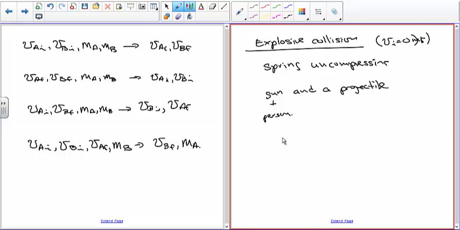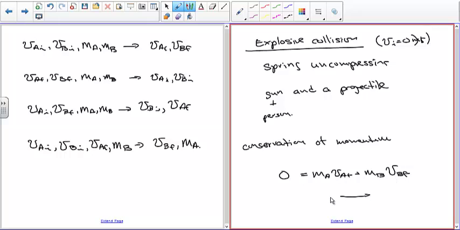So conservation of momentum just says that there's no initial momentum, so you have m sub a times v sub a final plus m sub b times v sub b final equals 0. And so, the masses are positive, so if one goes one direction, the other goes the other direction. So the final velocities have to be going opposite directions. So if one's positive, the other one has to be negative, such that the sum of the momentums is zero.